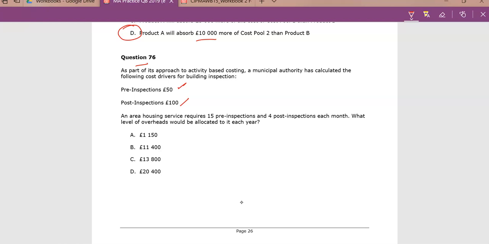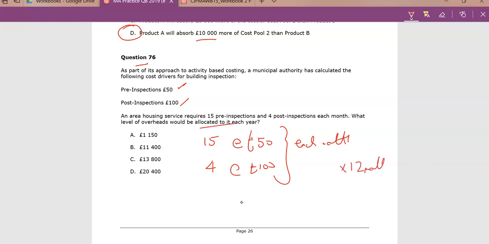This area needs 15 pre-inspections, so that's £50 for each of them, and 4 post-inspections at £100, and you need this each month. The question is what's going on for the year. So for the year we need 12 months, right? That's what we're fundamentally trying to do.